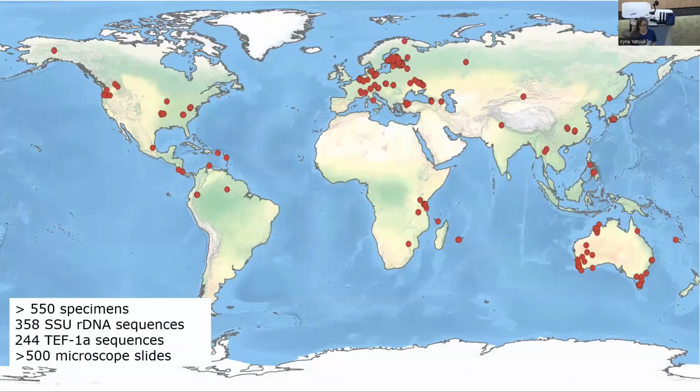So this is the geography of the specimens that I studied. There are more than 550 specimens. Of course, not all of them were fresh enough to get sequences from, but I managed to get sequences of partial SSU, this barcode region, from more than 350 specimens, and elongation factor from 240.